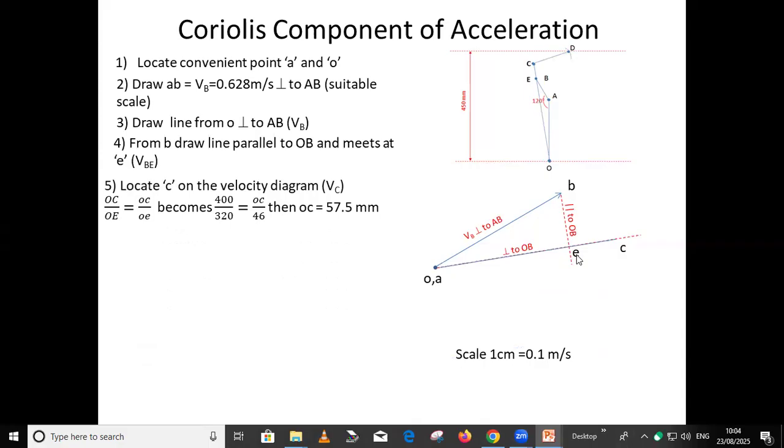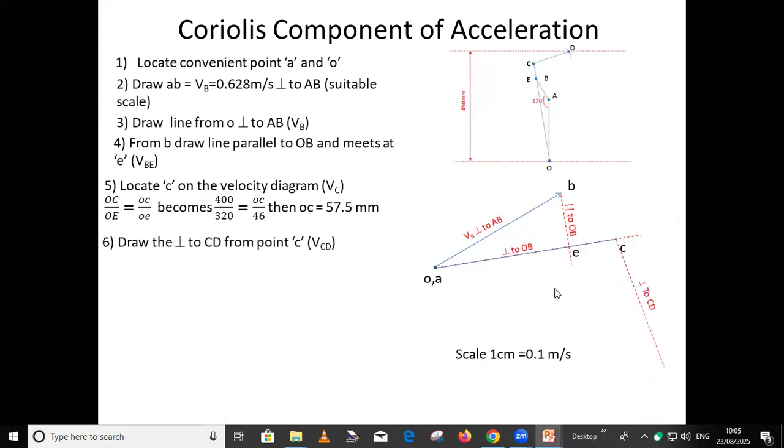Then extend that part by applying the equation OC upon OE is equal to small oc upon oe. So if you put the length OC 400, OE 320. Similarly, this oe distance is 46. So oc will have 57.5. So just extend that line up to 57.5 mm. Okay. So you get point C. Then for C and D, just draw one perpendicular line in this direction and then one horizontal line.